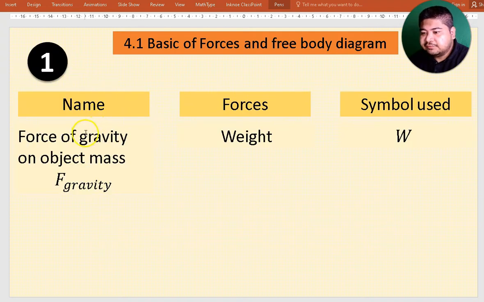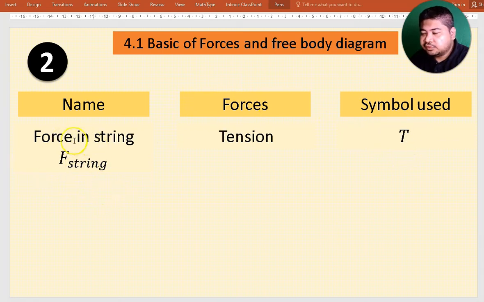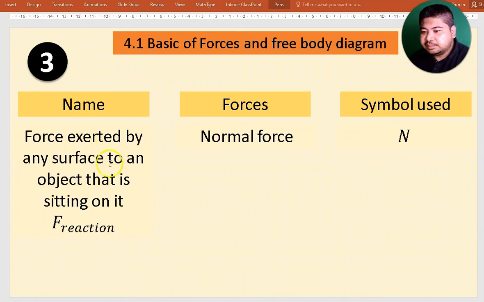The first one is the force of gravity. The symbol is W. W stands for the weight of the object. The second one is force in a string. Force in the string we call tension, and the symbol used is capital T. The third one is force exerted by any surface on an object. So when that object is sitting on the surface, the surface or the plane is applying a reaction force to the weight of the object. So the reaction force is called the normal force. The symbol used is N.